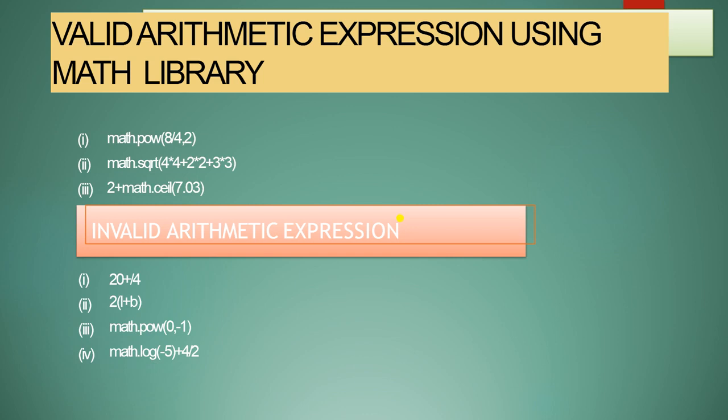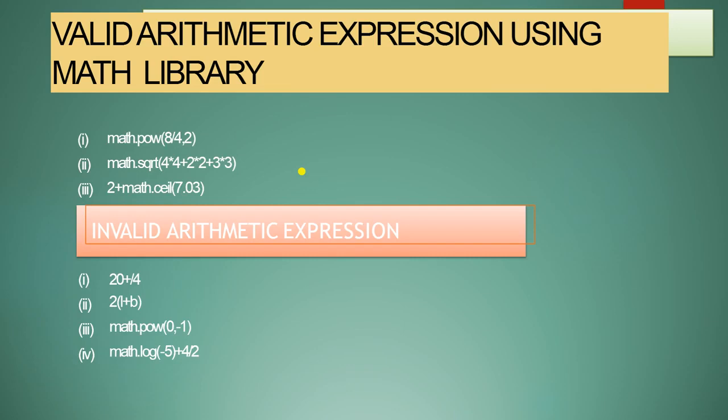Now valid arithmetic expressions using the math library. These are arithmetic operations. How will you write? First is math.pow of 8 divided by 4 comma 2. First it will divide 8 by 4, then it will take the power of that result. The result is 2, so it will give you the answer 2 raised to the power 2. Next is math.sqrt of 2 plus math.ceil. You have to go through these and check whether they are valid or invalid.